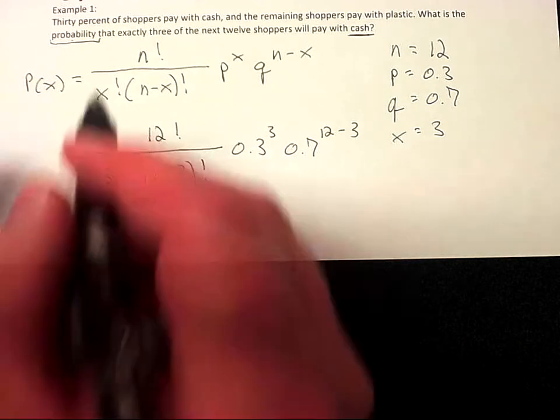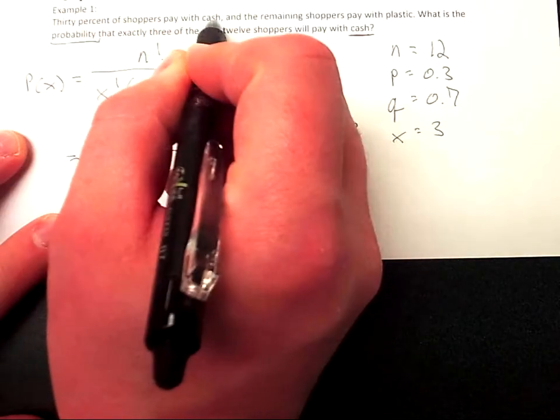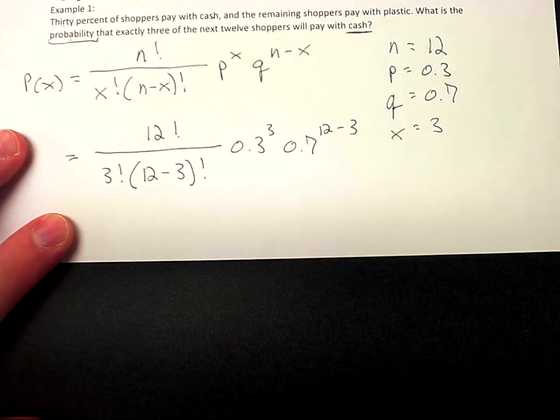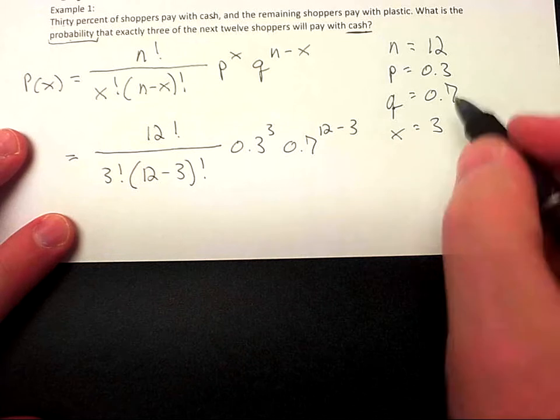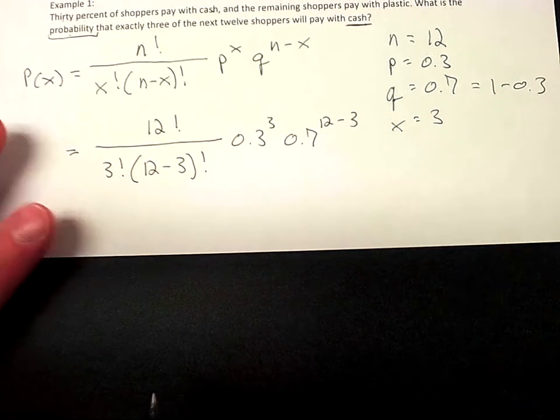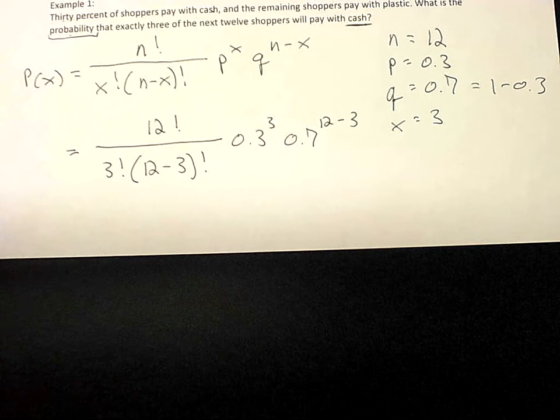Awesome. And then because 30% of shoppers pay with cash, if Q is the opposite of success, if Q is failure, then we just had this equal to 1 minus 0.3. That's how we got Q. Good? Everybody else good with this as well? Any other questions about this?